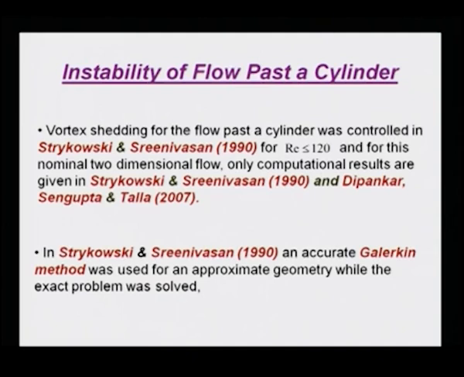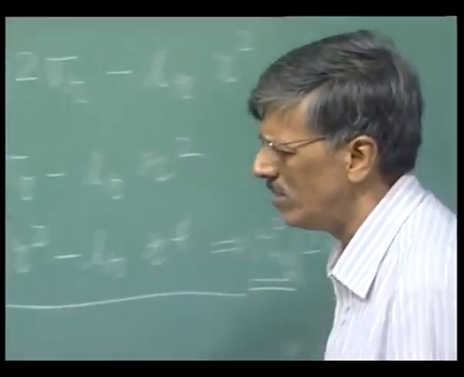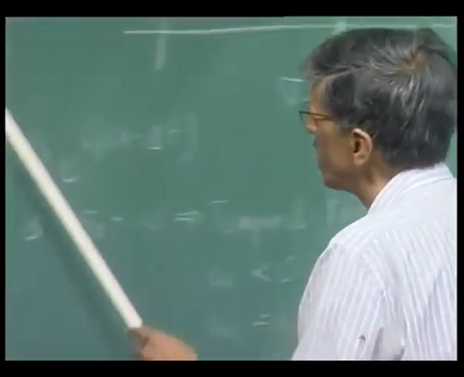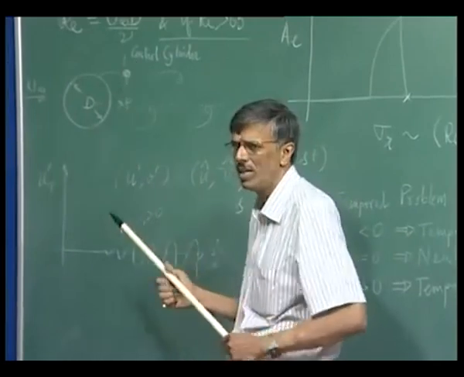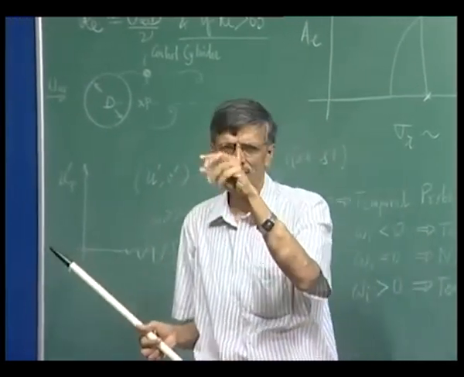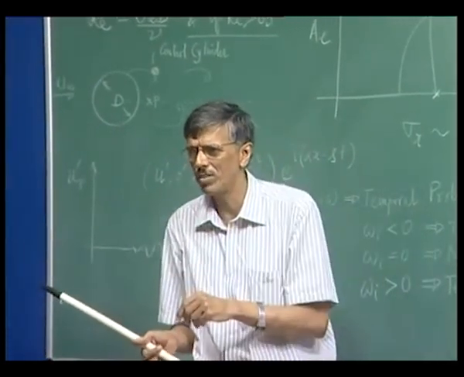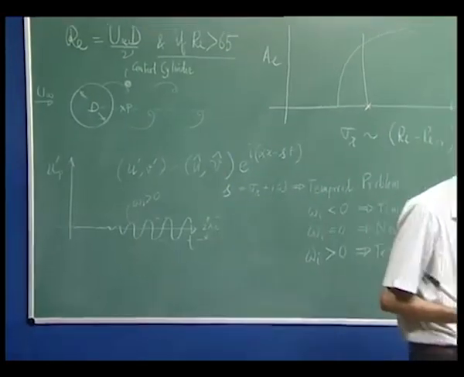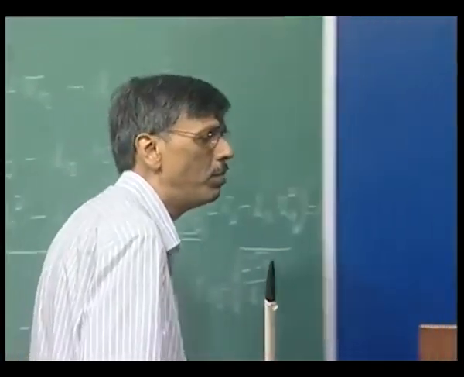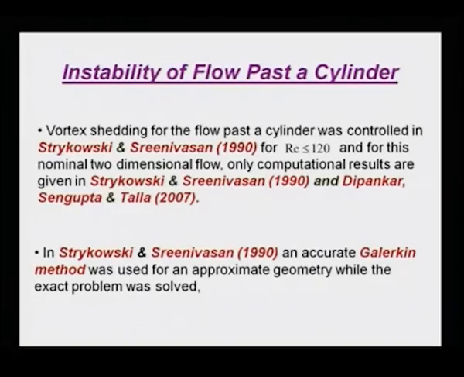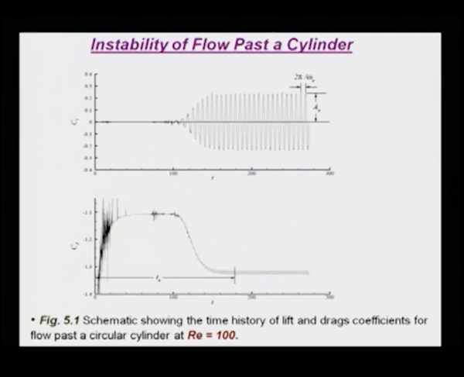In Strykovsky and Srinivasan, there were some computational results presented, but they did not really consider the actual geometry of the control cylinder. They just simply found a cluster of points where they changed the momentum transfer to mimic the effect of the control cylinder. But in the work that we had done in the 2007 paper, we solved the actual problem. And this is what we see very clearly.